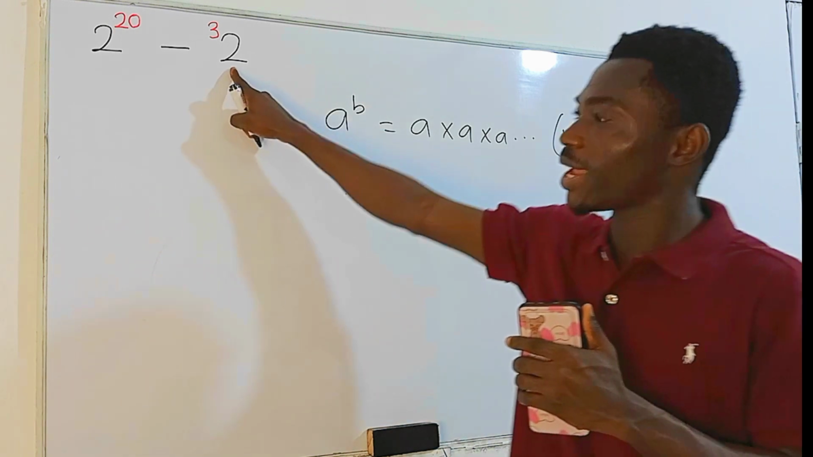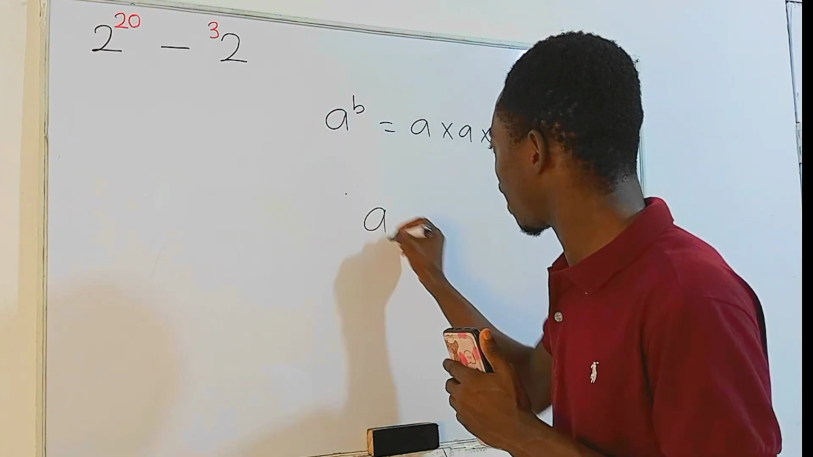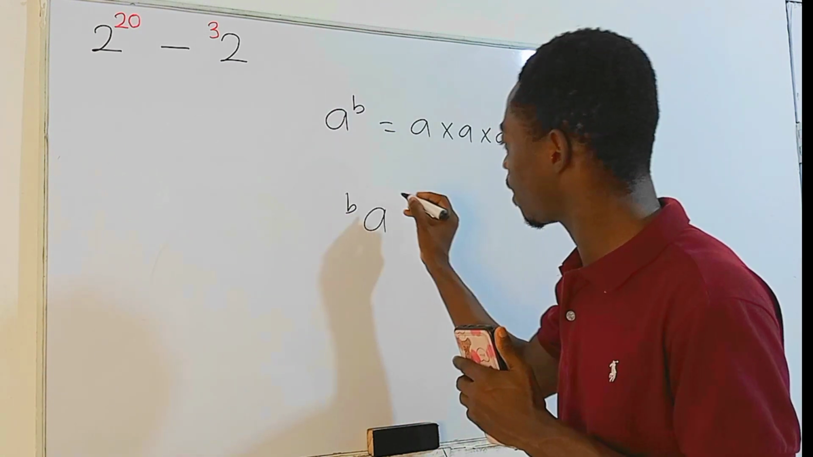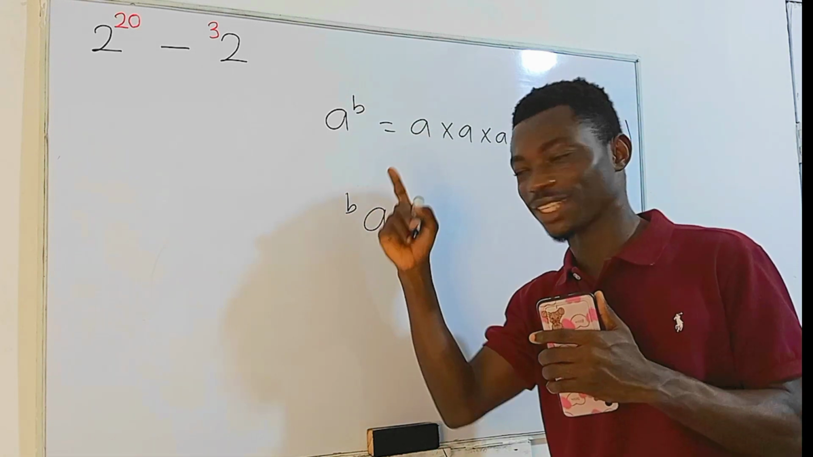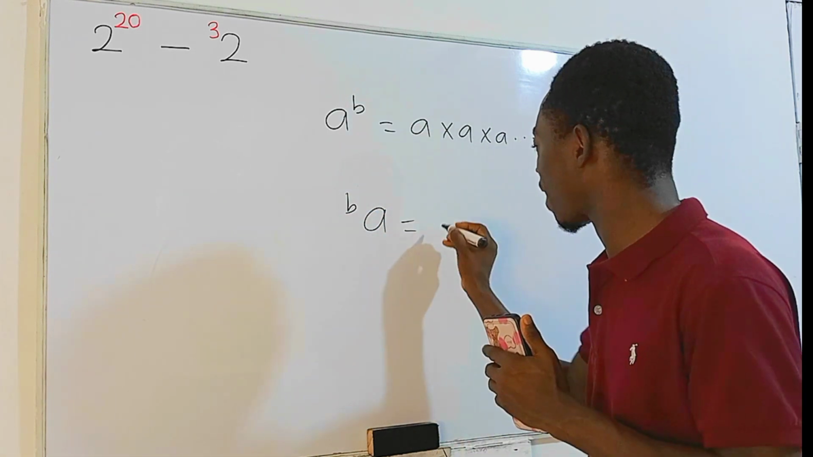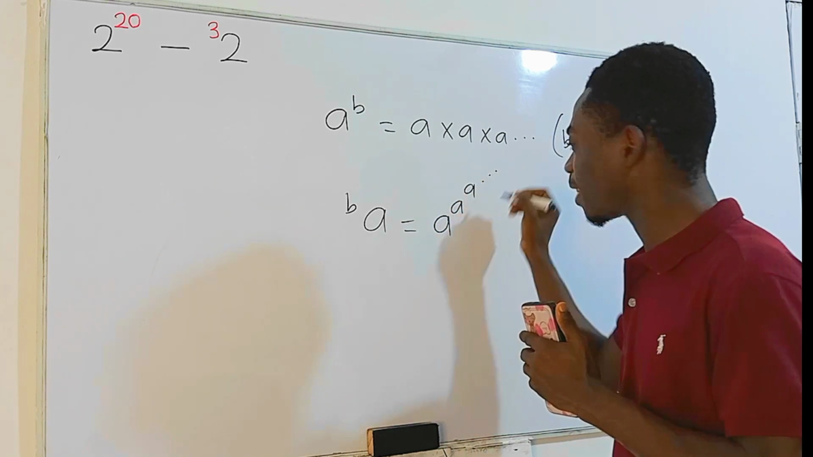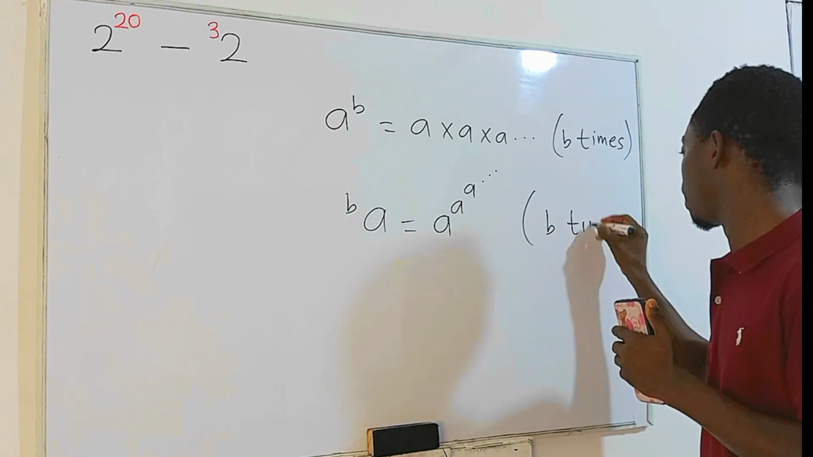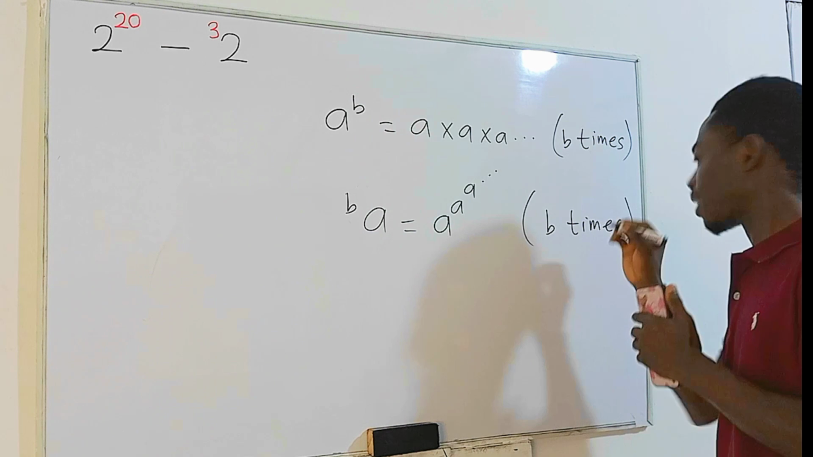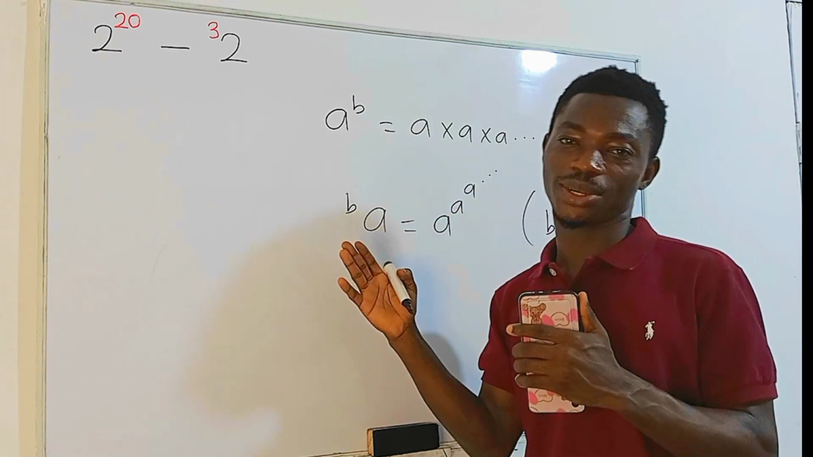Now what about this right here, 2 tetrated to 3? Let's say we have the same a tetrated to b. Now tetration is all about repeated exponentiation. So this right here is the same as a to the power a to the power a, how many times? b times. So now that we have this general idea, we can actually tackle the question.